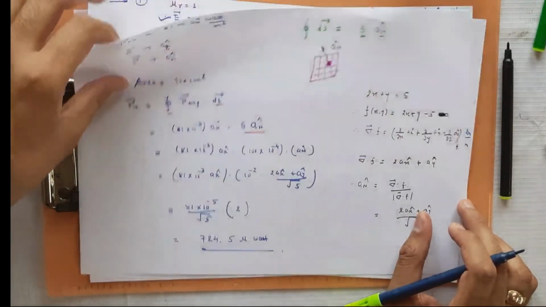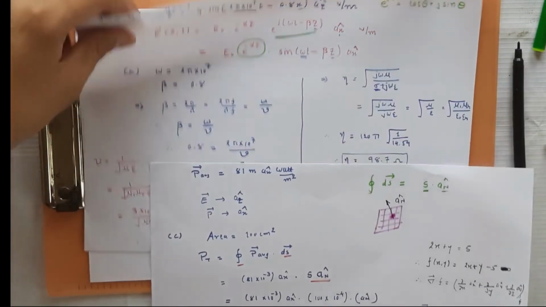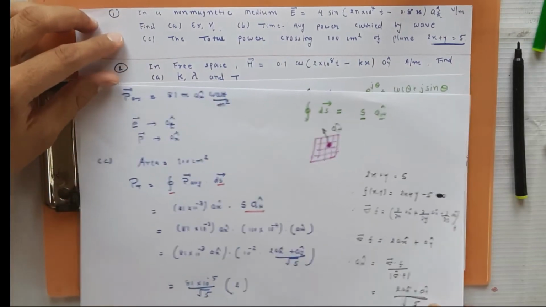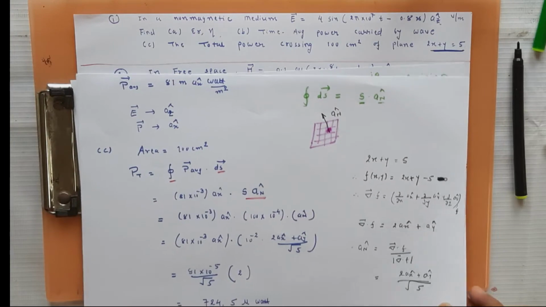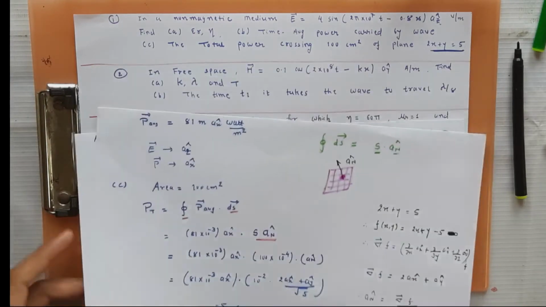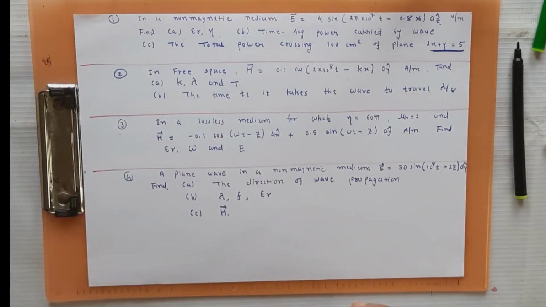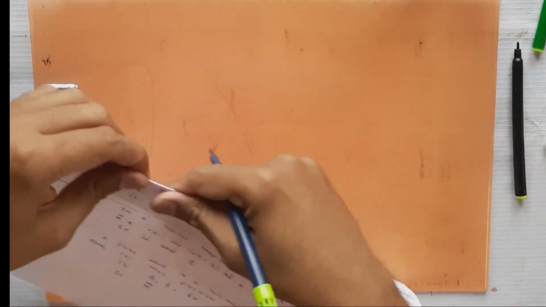Okay, so we have finished the first assignment, the first numerical, which is based on the non-magnetic medium. Now let us discuss the second numerical.